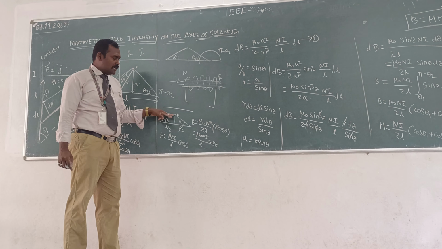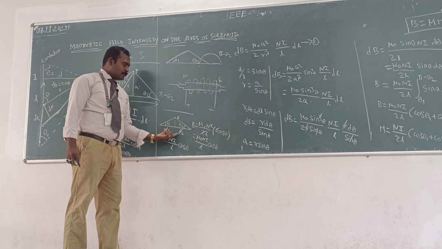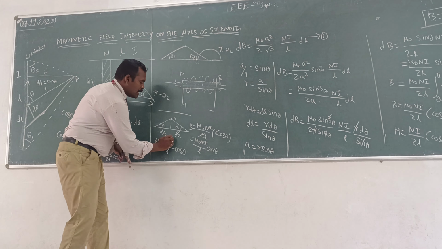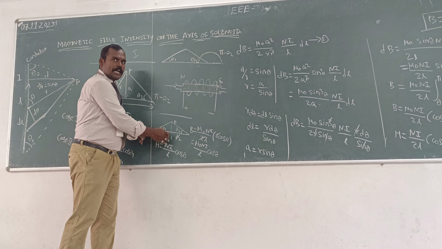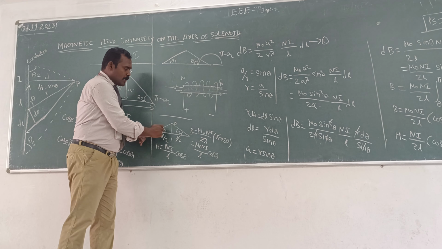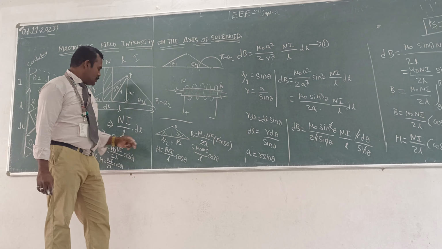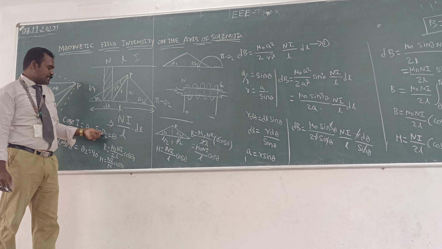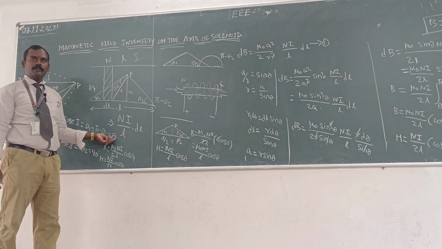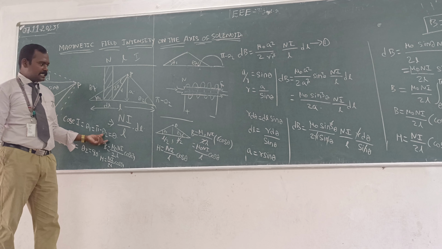If the point P is on the middle axis, the total length is L. Okay, the total length is small l. If you consider the point P in the middle of the solenoid coil, theta 1 as well as theta 2 should be the same, that is theta. So you can replace theta 1, which is equal to pi minus theta 2, which equals theta. It means that theta 1 and theta 2 are both equal to theta.